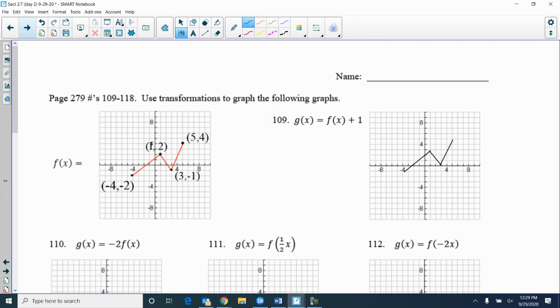So -4, -2, 1, 2, 3, -1, 5, 4. So we're starting with that, that's our f of x graph. That'll be our main graph, and we're going to do transformations on that one. 3, -1. And 5, 4.